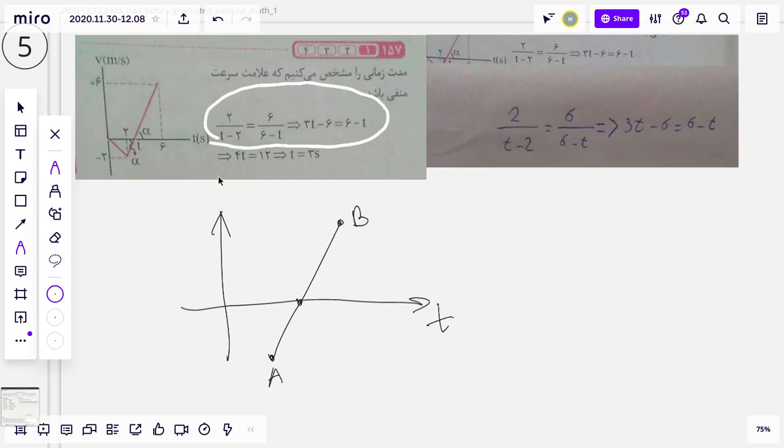Then I drop a perpendicular to the time axis. Drop this line; the angle between this line and the time axis equals 90 degrees. Drop a perpendicular from this point and this point. When we did so, we have two triangles.